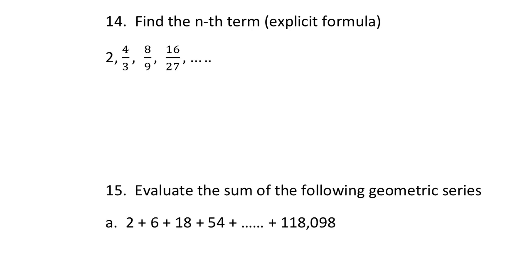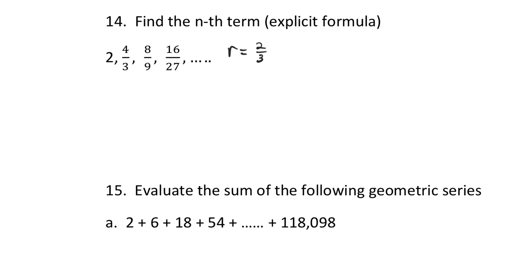Question 14, find the nth term. So again, it could either be arithmetic or geometric. So if we look at 2 to 4/3 to 8/9 to 16/27, it doesn't look like we're adding the same value. But if we go 2 to 4/3, that's multiplying by 2/3. If we multiply by another 2/3, we get 8/9. If we multiply by another 2/3, we get 16/27. So it's a common ratio this time of 2/3, which makes this a geometric sequence.